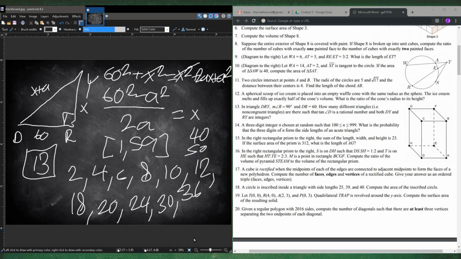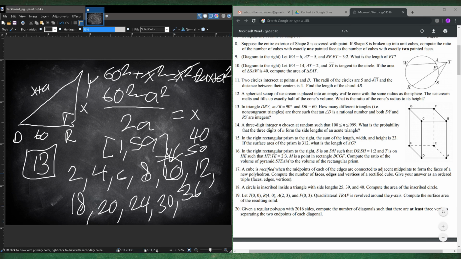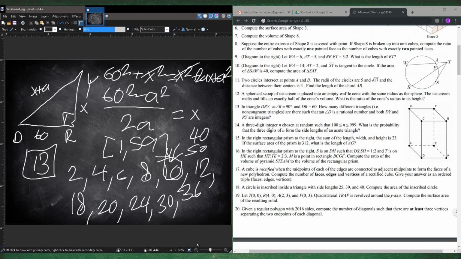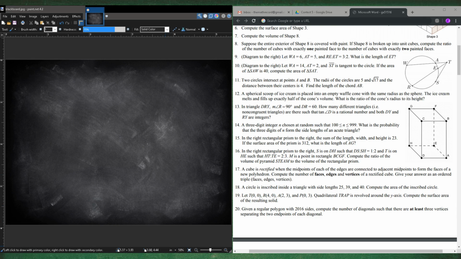For the answer key, they say it's 12, but the number they're missing is the 10. So the answer key says the answer is 12, but the answer is actually 13.